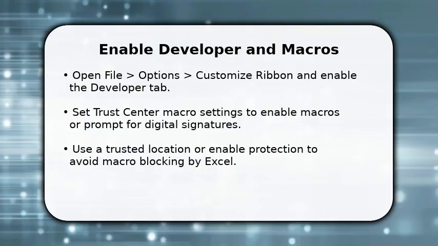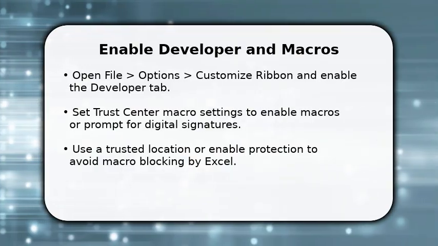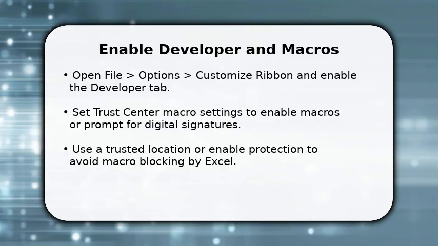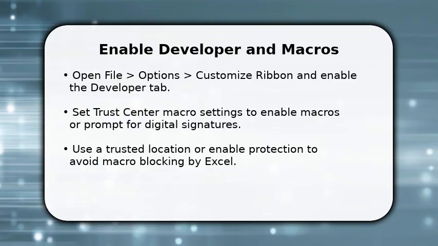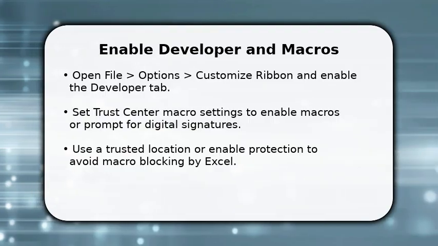Open Excel and enable the Developer tab so you can access macros and VBA. Go to File, then Options, then Customize Ribbon and check Developer. Next, open Trust Center Settings and choose Macro Settings to enable macros or to prompt for digitally signed macros.